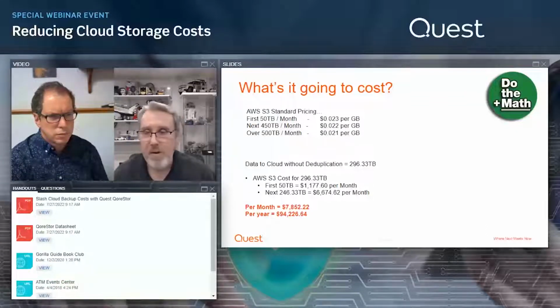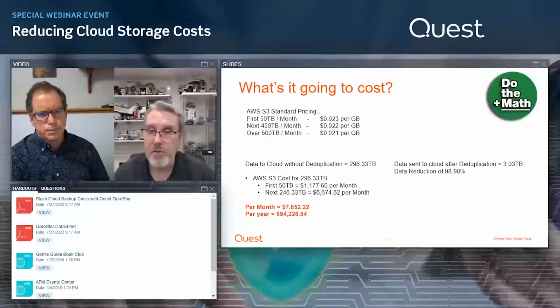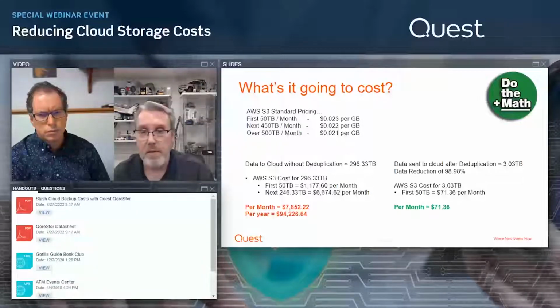So you think, okay, that's not overly cheap. So now if I think about taking that data that we reduced with CoreStor all the way down from 296 all the way down to 3 terabytes, and I'm going to put that in there, it's just going to be the first tier, and it's going to be $71 a month. And then for a year, you're looking at less than $1,000. So you could probably spot the bad and the good from this fairly easily. Now, this is a very simple point of view.